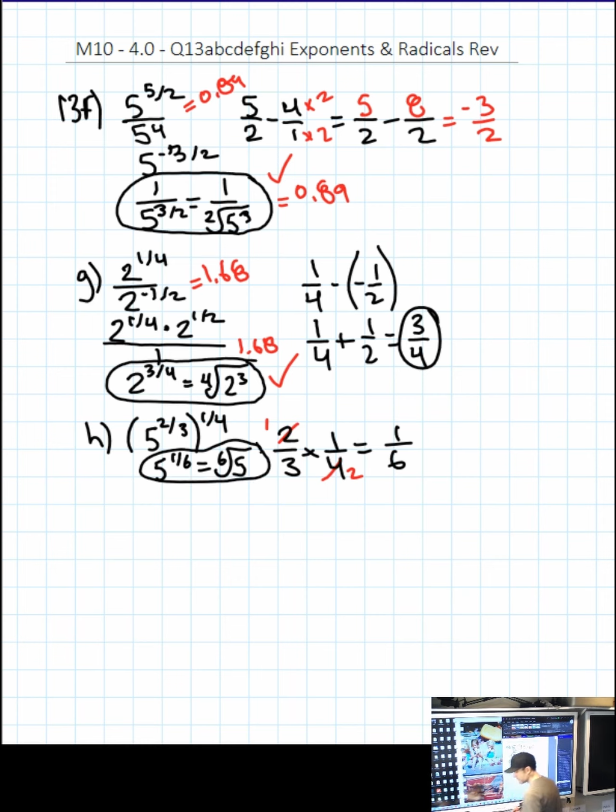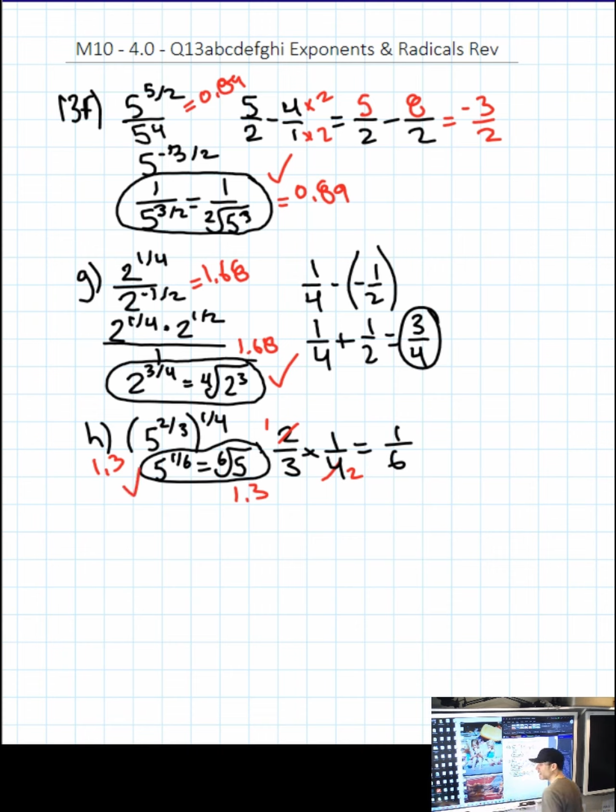Circle our answers. So if we type that into the calculator, open bracket, 5 to the exponent, 2 over 3, close bracket, to the exponent, 1 over 4, equals. So we're going to get 1.3, so near the question I'm going to write 1.3. And then I'm going to type in the answer, 5 to the 1 over 6, and we also get 1.3, which means we know we're correct.